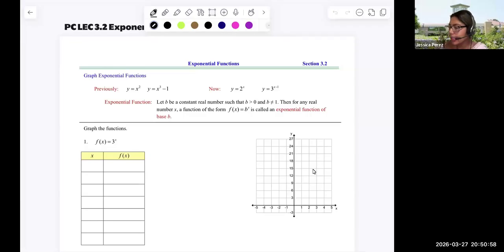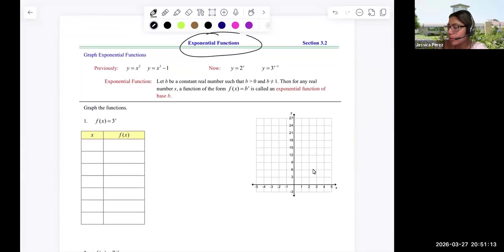In this section, we are going to be discussing exponential functions, and we are going to explain how to graph and how to evaluate these types of exponential functions. So previously, we've talked about polynomials. Polynomials look like y equals x squared, y equals x cubed minus 1. Now we're going to look at exponentials, which is y equals 2 to the x or y equals 3 to the x minus 1, where now x is going to be the exponent and 2 will be the base. Here 3 is the base and x minus 1 will be the exponent.